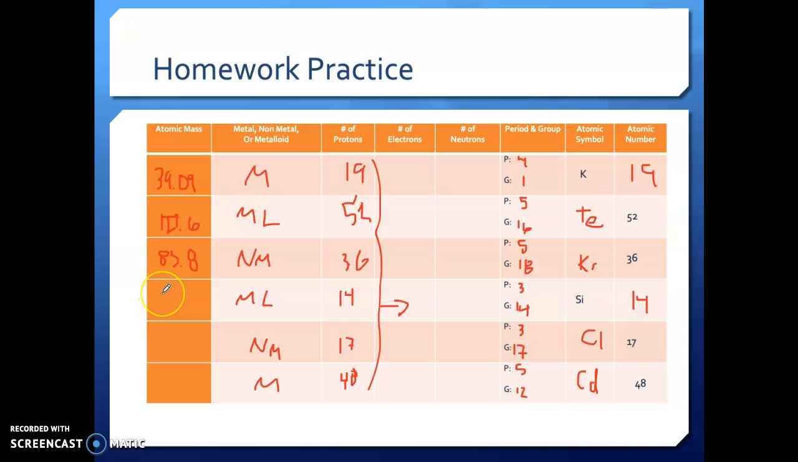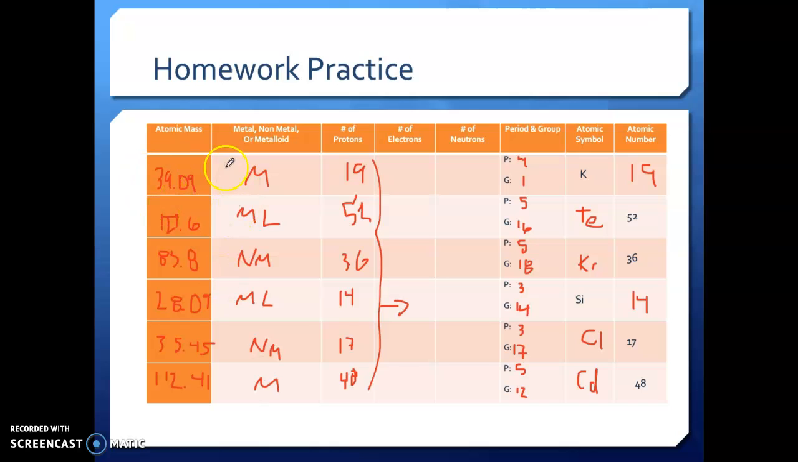And silicon is 28.09. Chlorine is 35.45. And cadmium is 112.41. I'm going to find a better way to do answers here in the future.